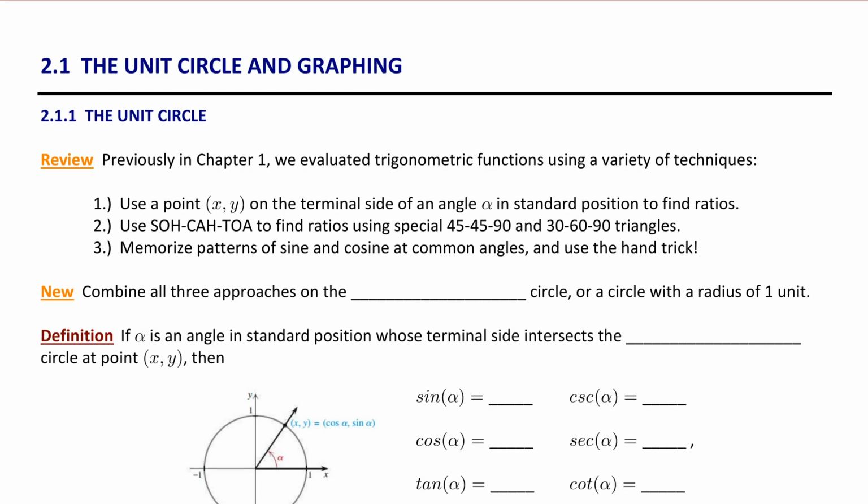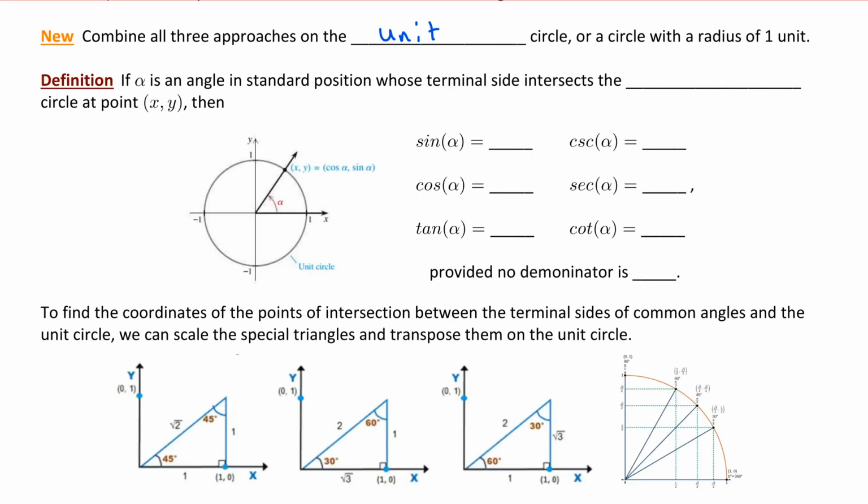Today, we're going to combine all 3 approaches on the very special and important unit circle, or a circle of radius 1 unit. Let's look at a new perspective of our trigonometric functions. Definition: if alpha is an angle in standard position whose terminal side intersects the unit circle at the point x y, then we're going to redefine our trigonometric functions.